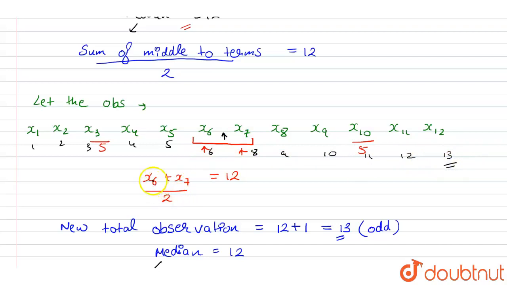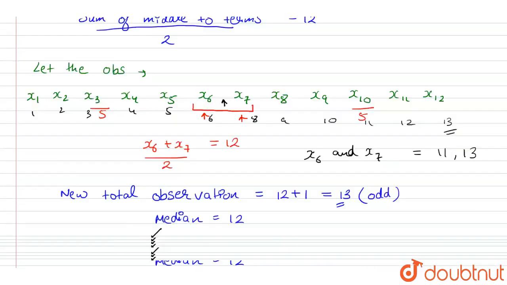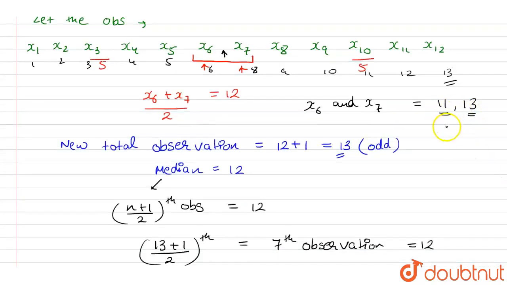Now the median of the 12 terms was x6 plus x7 divided by 2, equal to 12. So we can have x6 and x7 as 11 and 13. They could also be 12 and 12, but in the question it was written that no two observations are equal. So they can be 11 and 13. If we add them up, 11 plus 13 divided by 2 is 24 divided by 2, which comes to 12, and that is our median. So x6 will be equal to 11 and x7 will be equal to 13.